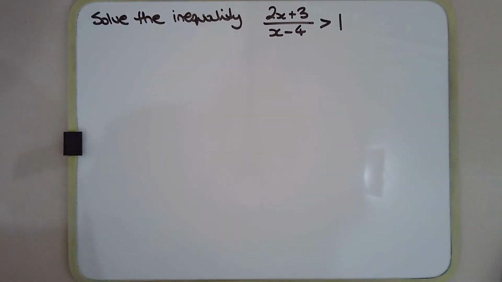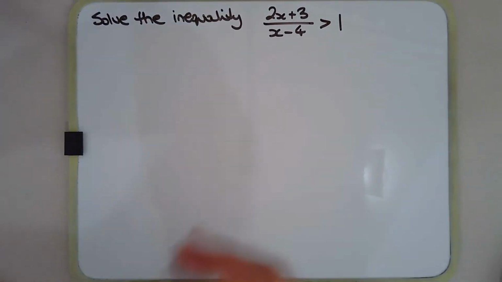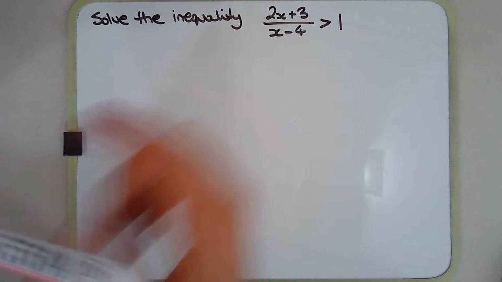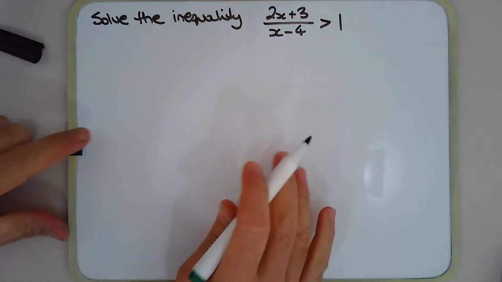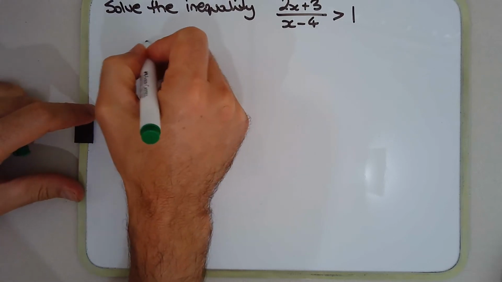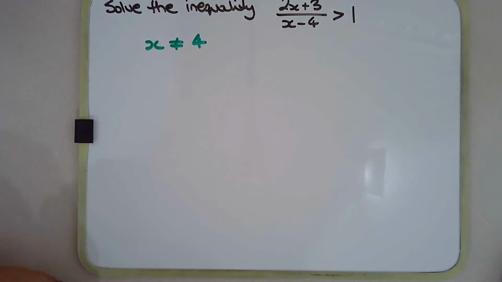I'm hoping to make a video with a harder inequality so you can see the method of critical points at work. So the first thing that we're going to do is to recognize that first of all we have a fraction. Secondly, the denominator cannot equal 0. So I might just move this up a little bit. In other words, the first thing we need to start off with is that x cannot equal 4, or else you have a division by 0.